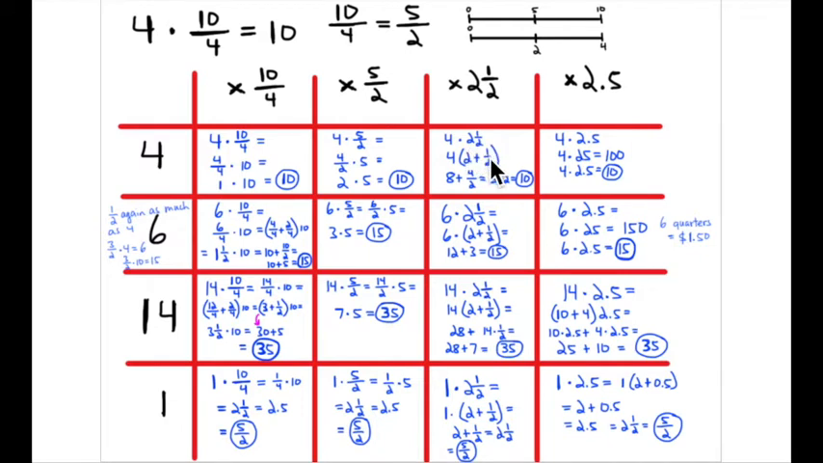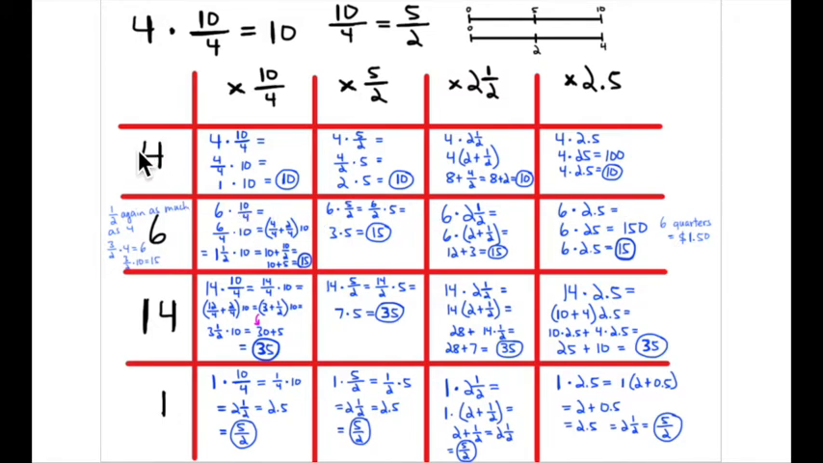4 times 2.5. So I'm going to use the distributive property here. 4 times 2 plus 1/2. So 4 times 2 is 8. 4 times 1/2 is 4/2. 4/2 is 2. 8 plus 2 is equal to 10. And finally, 4 times 2 and 5/10. Well, think about 4 quarters, or 4 times 25 equals 100. So 4 times 2 and 5/10 is going to equal 10. And likewise, 4 quarters equals $1.